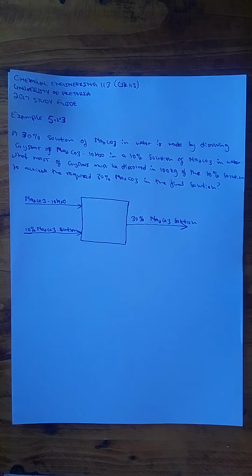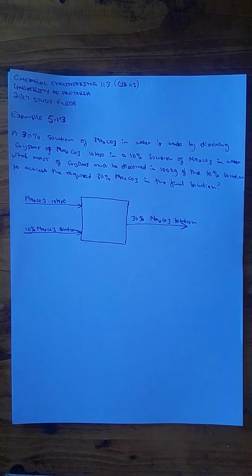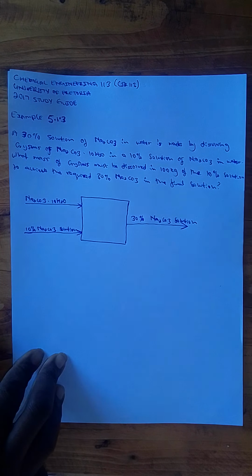I'm Maile Matsiba. We're continuing with our 2017 study guide and we're looking at example 5.1.3. It says a 30% solution of Na2CO3 in water is made by dissolving crystals of Na2CO3·10H2O in a 10% solution of Na2CO3 in water. What mass of crystals must be dissolved in 100 kilograms of the 10% solution to achieve the required 30% Na2CO3 in the final solution? So there's actually a diagram there.